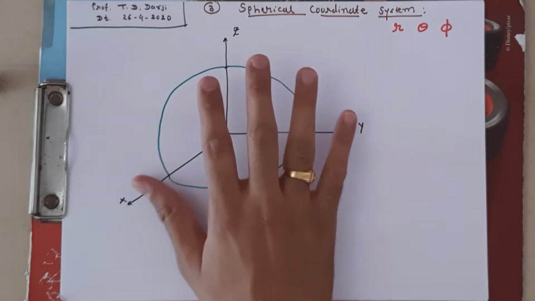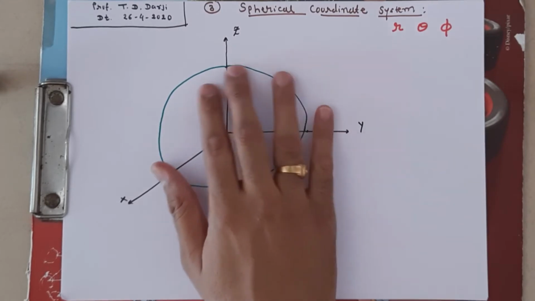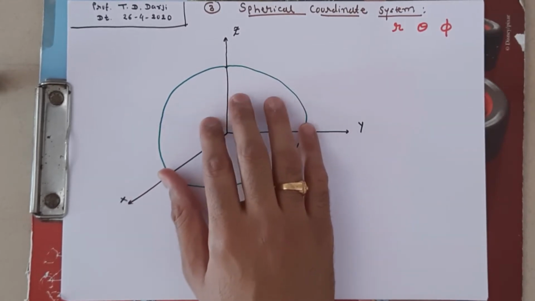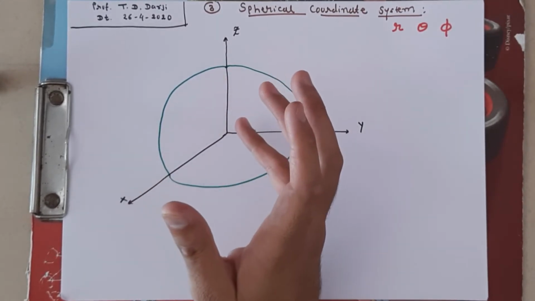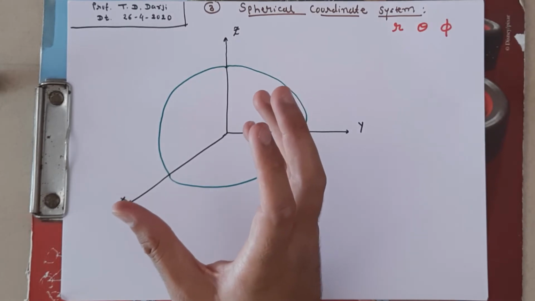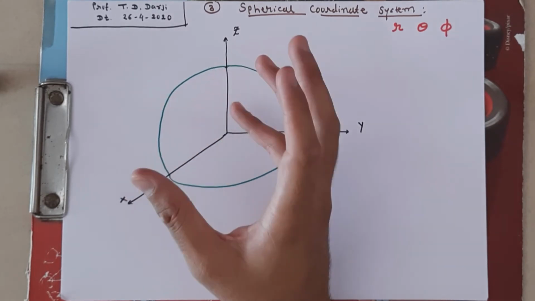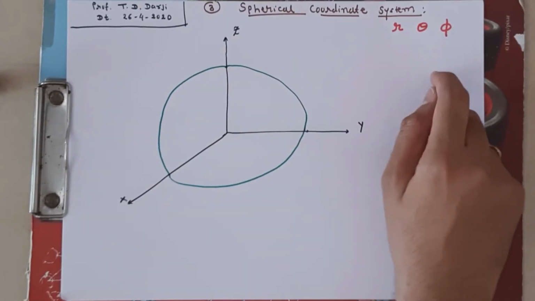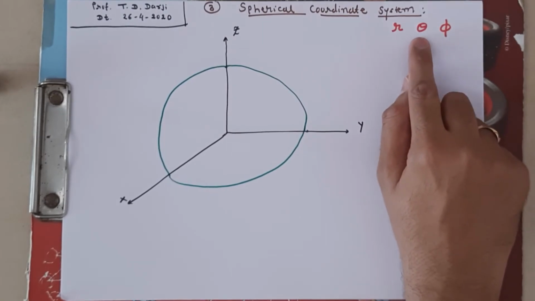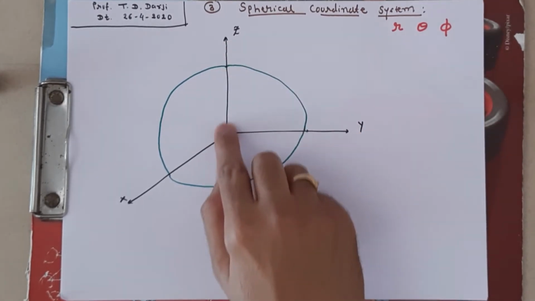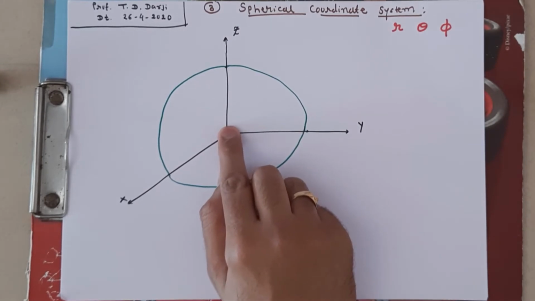So you just have to observe that it looks like a 3D, one type of football. Clear? Or it is one type of cricket ball. Now the next thing is, what is theta? Theta is the angle between the line passing through our desired point with respect to the z-axis. It is known as theta.